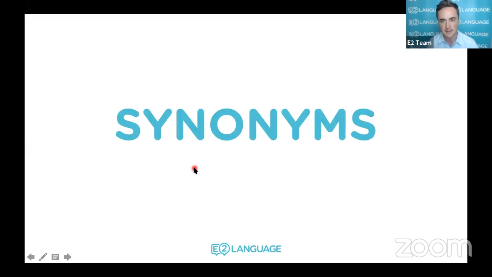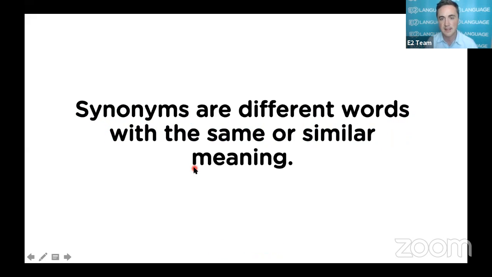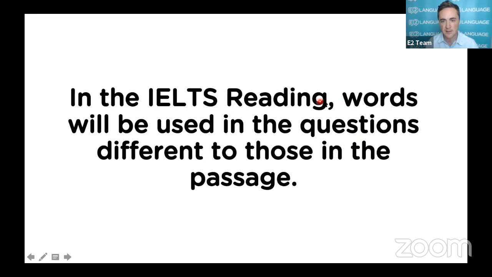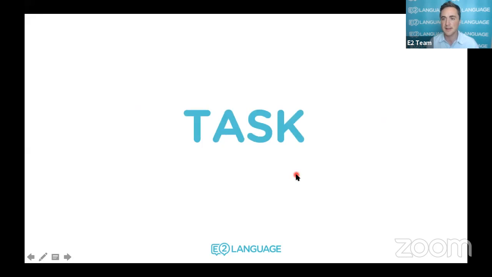So let's have a look at that. These are called synonyms, right? What are synonyms? Well, synonyms are different words with the same or similar meaning, like strength, toughness. Two different words, very similar, if not the same meaning. Or male and masculine, right? A little bit different meaning, but they're synonyms still. They're related. They're still similar. Why are they important? Because in IELTS reading, words will be used in the questions different to those in the passage.